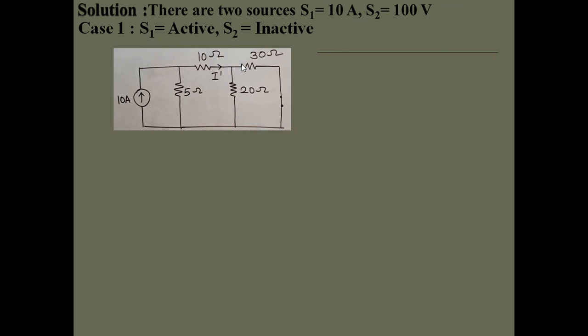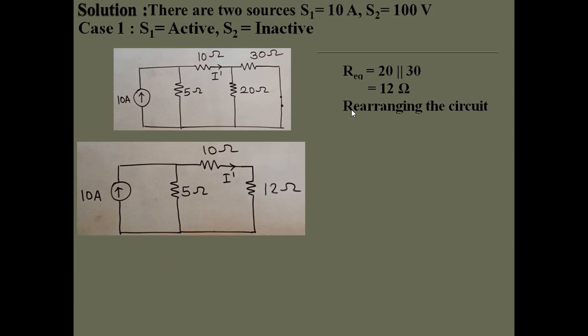Here you can see 30 ohm and 20 ohm are in parallel, and we have to find current through 10 ohm. So we are going to easily perform the parallel combination equation. So Req will be equal to 20 parallel 30, that is 12 ohm. So the rearranged circuit for this case will appear like this. Here we can apply the current division rule to find I dash.